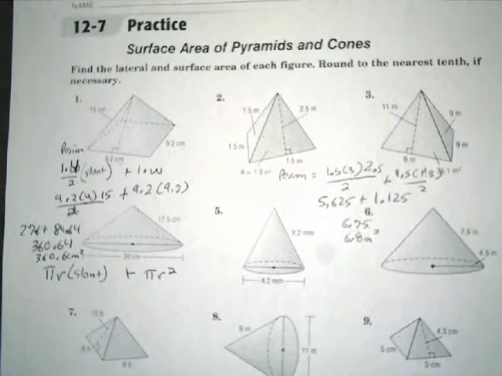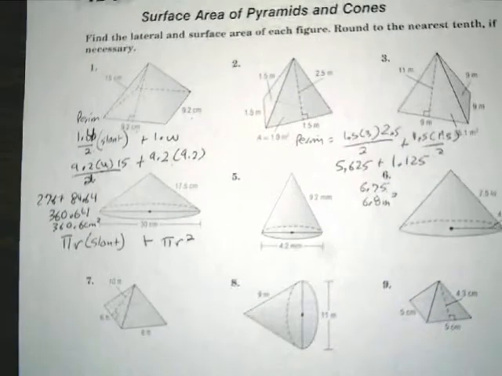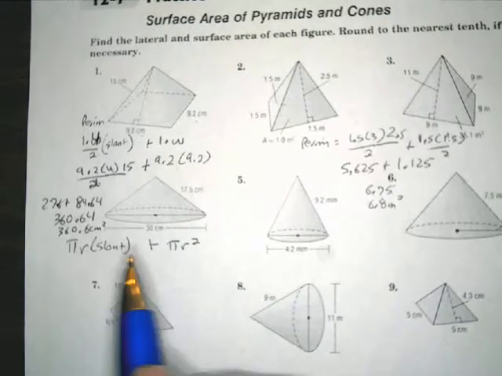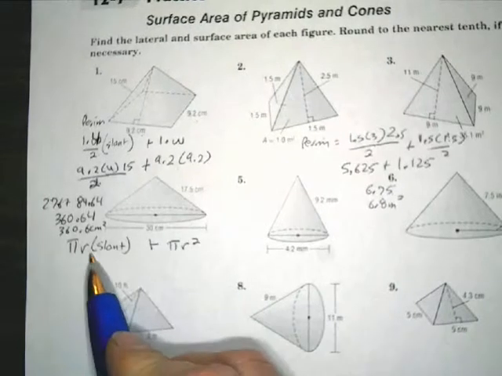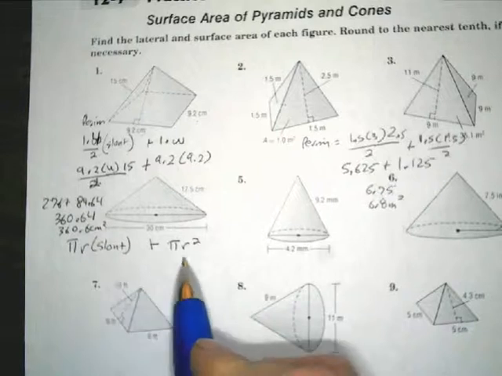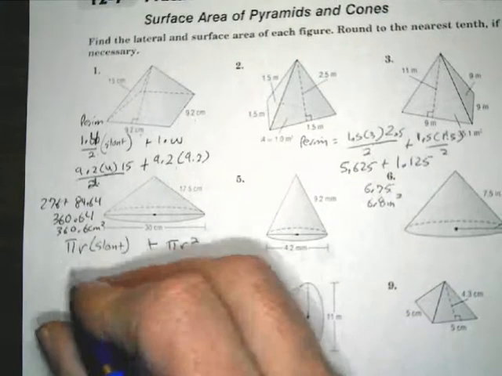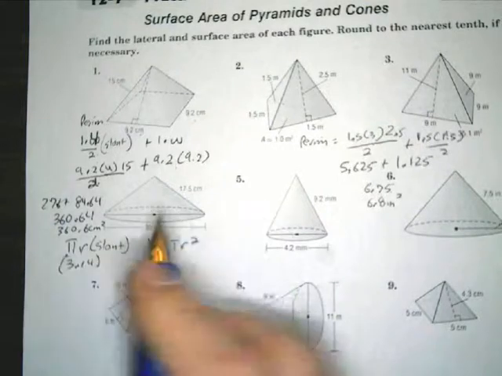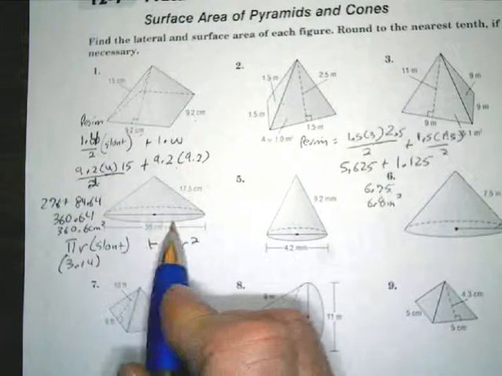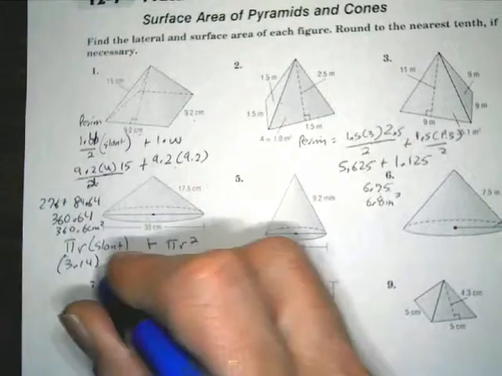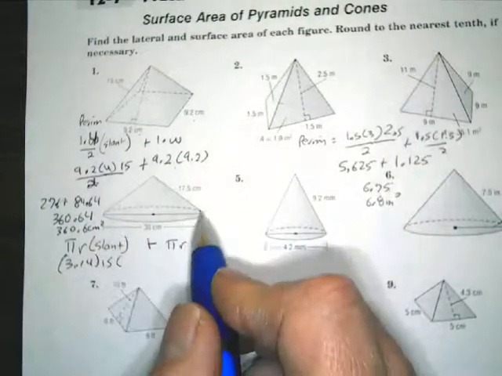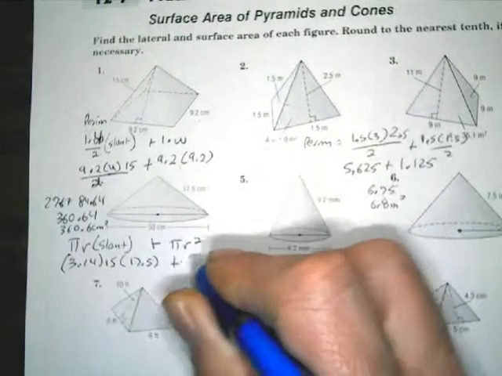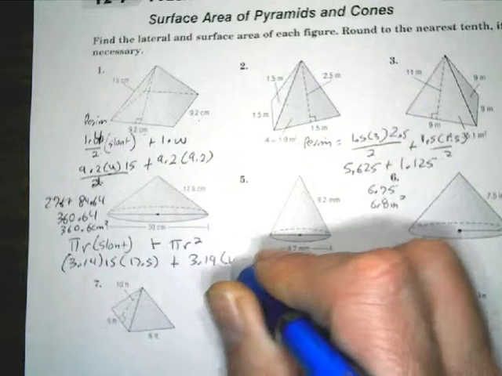Our last one. If we look at our cone, we're going to have pi times our radius times our slant height plus pi r squared. Pi is 3.14. Our radius is halfway across. They give us 30, halfway is 15. And our slant height going up the side is 17.5. We're going to add that to pi times our radius of 15 squared.